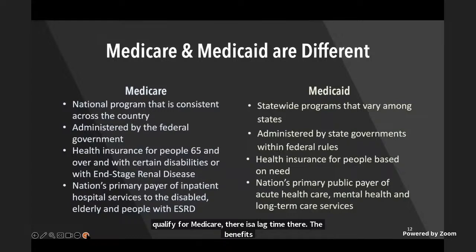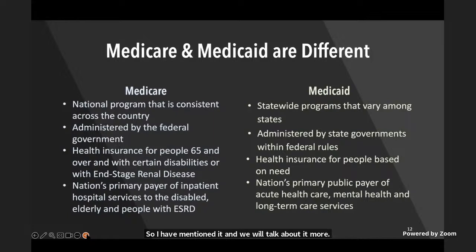So I've already mentioned it, and now we're going to talk about it a little bit more, but Medicare and Medicaid are different. And it doesn't help that the Centers for Medicare and Medicaid Services is kind of lumped together, but they are different programs. Medicare is a national program that's pretty consistent across the country, especially if you're enrolled in Original Medicare. It's administered by the federal government. It's health insurance for people who are over 65 and for people who have certain health conditions. And it's the nation's largest payer of inpatient hospital services for individuals with disability, older adults, and people with end-stage renal disease.